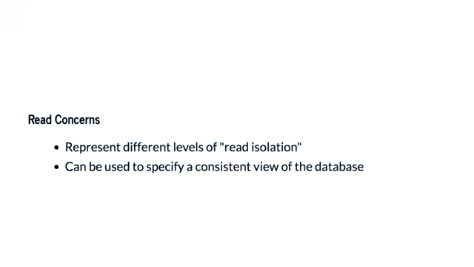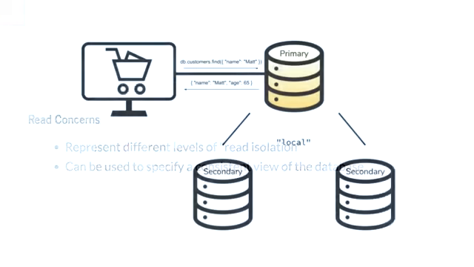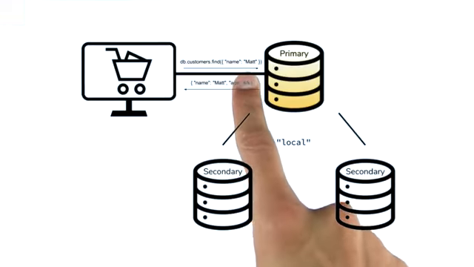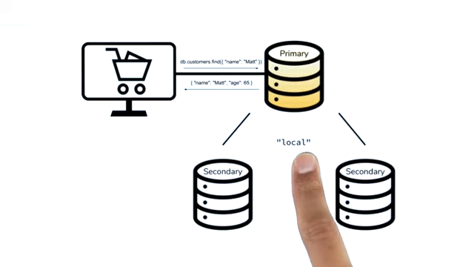If data can be read by clients before that data has been replicated to a majority of nodes, it's considered a low level of read isolation. The read concern you choose will depend on how consistent your view of the database needs to be. So by default, when an application sends a read to Mongo, Mongo will use read concern local.